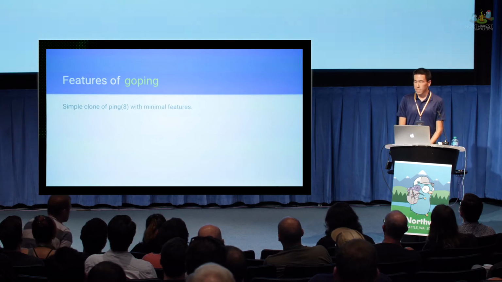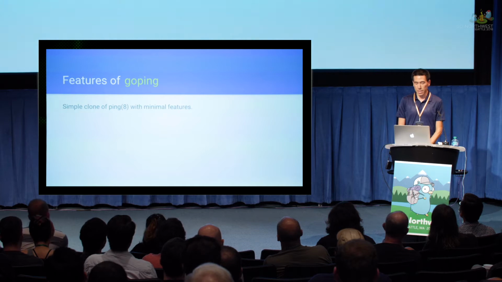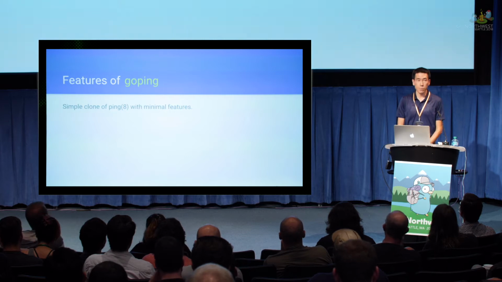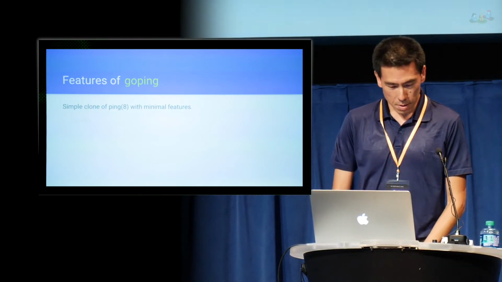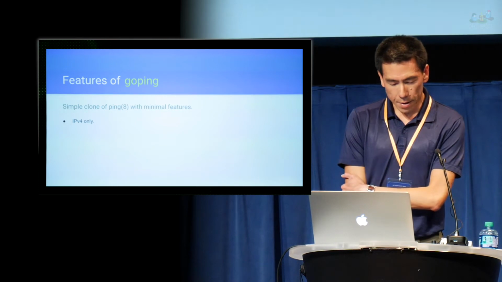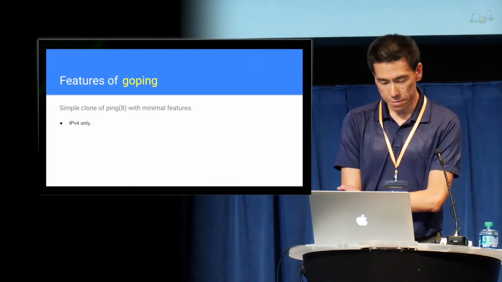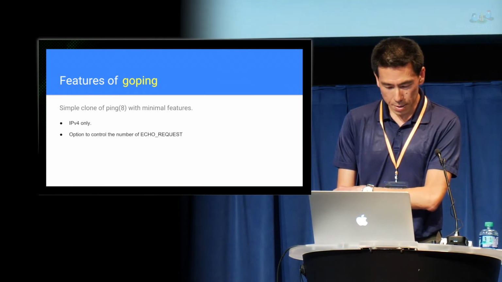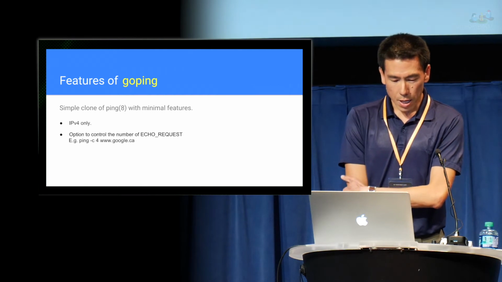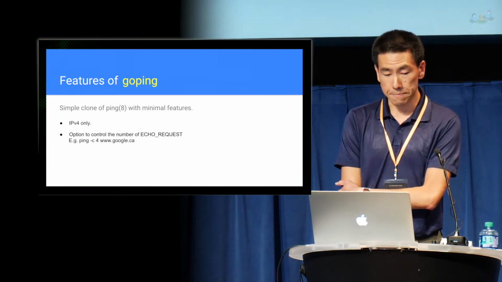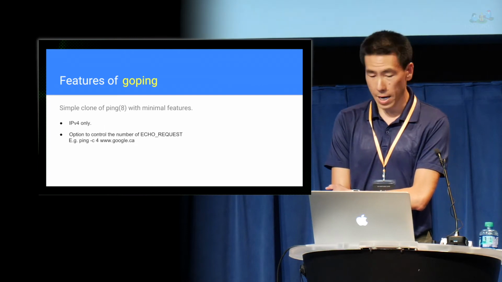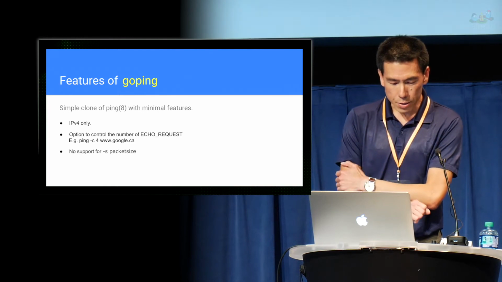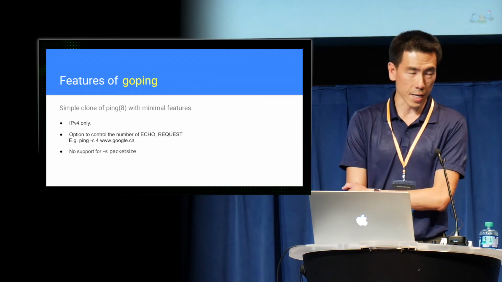So this clone of Ping has very few features. Basically, I'm only interested in sending echo requests and getting the echo response. So I've limited it to only IP version 4. And as I've mentioned that, you can actually tell it to send a maximum count of echo requests. And there's no support for changing the payload of the ICMP packet.